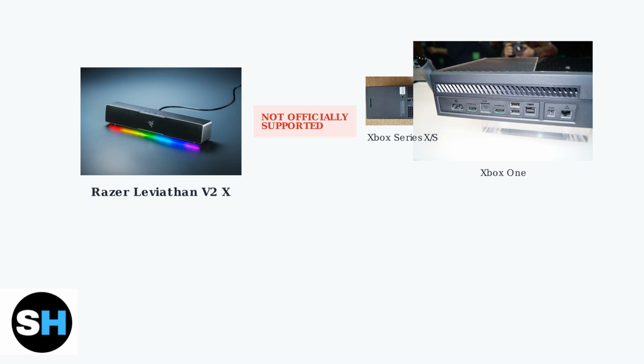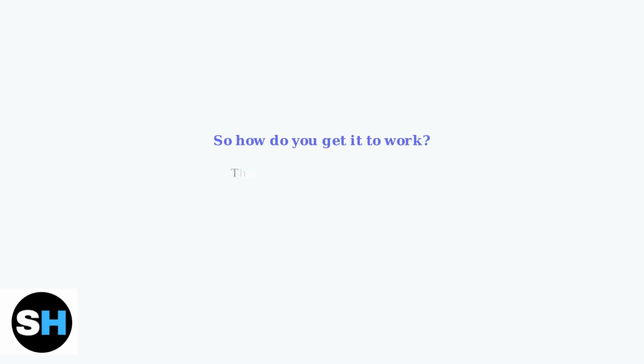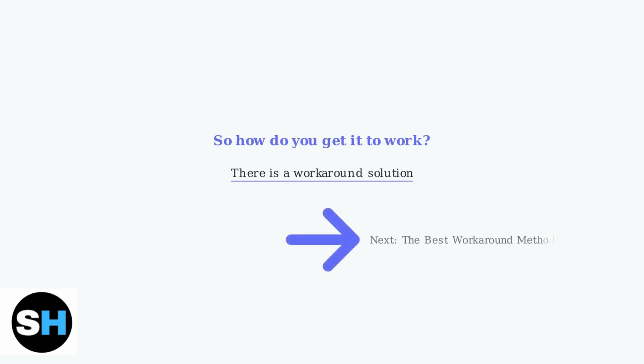Xbox consoles have different compatibility requirements. Bluetooth pairing won't work because Xbox consoles don't allow Bluetooth connections for audio devices like soundbars. USB audio connection also won't work directly due to Xbox's specific compatibility requirements that the Leviathan V2 X doesn't meet. So, how do you get it to work? There is a workaround solution that we'll explore next, involving connecting through your TV or monitor.